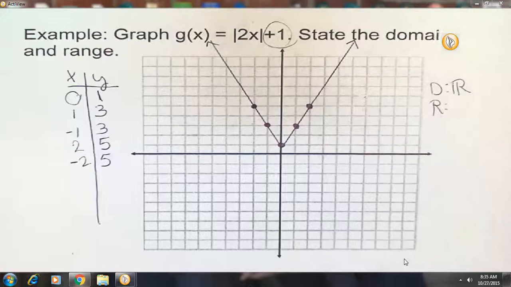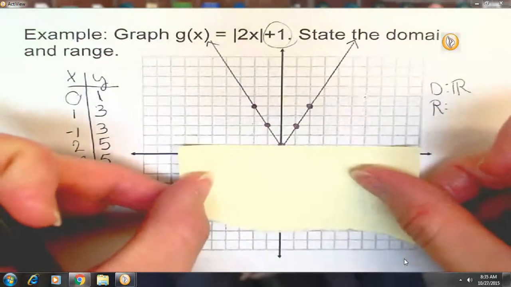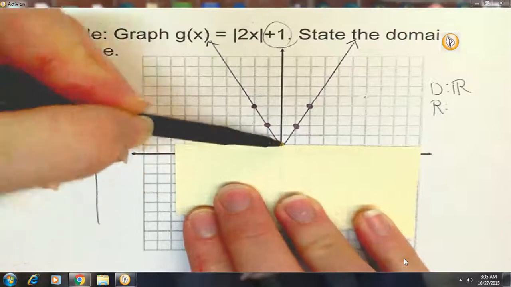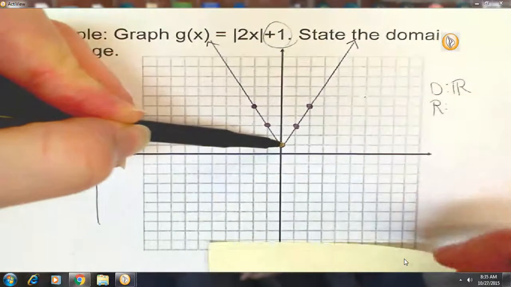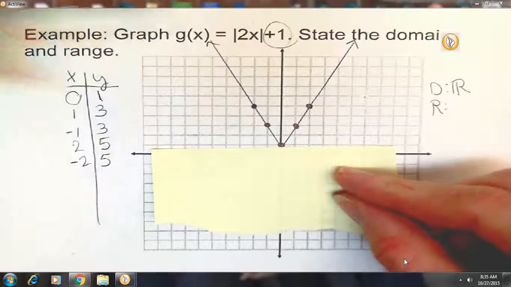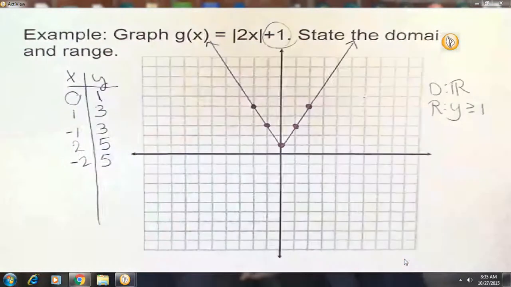Anybody have a guess what it might be? Y is greater than or equal to 1. Thanks, Hannah. That's okay. You are correct, though. Y is greater than or equal to 1 is our range. Let's talk about y. Look at your graph. What is the lowest point this time? It's 1. It's not 0 anymore, is it? The lowest point is 1. All these other y values are above 1. They're greater than 1. So our range is y is greater than or equal to 1.